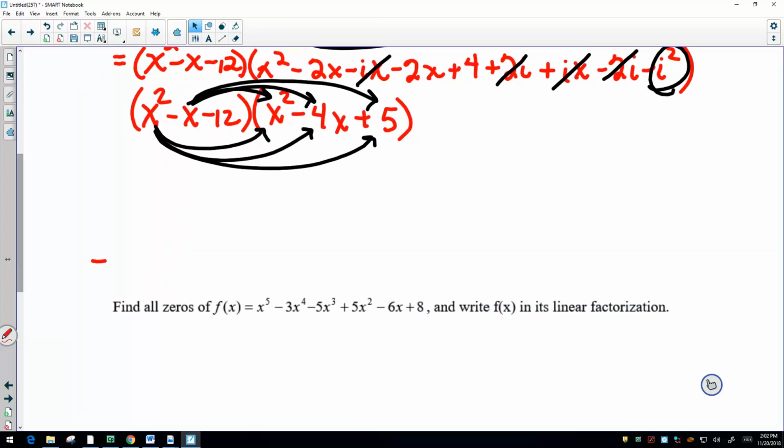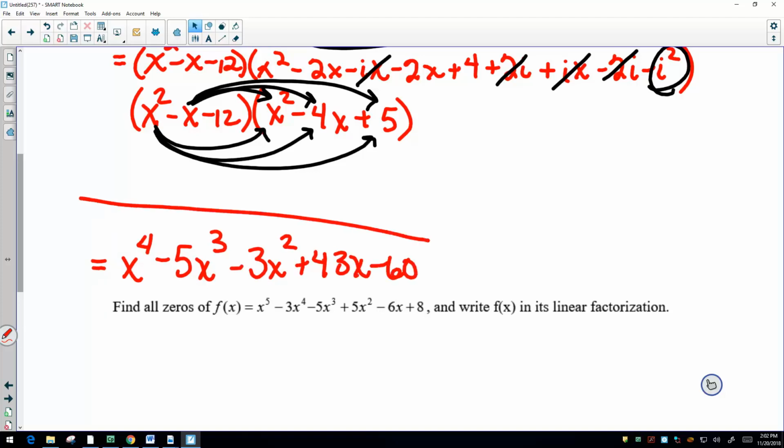I will give you your final answer. Hopefully when you do that algebra, you're going to get it to work out. Be careful with your signs. Be careful with combining terms. So now that's that polynomial in standard form.